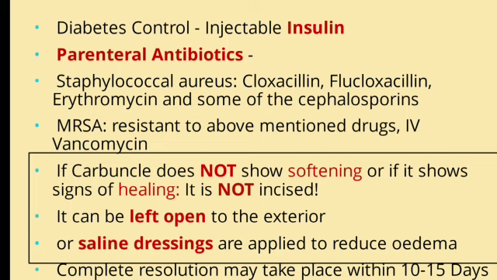And parenteral antibiotics we are giving. Since here the responsible pathogen is Staphylococcus aureus and it is sensitive to cloxacillin, flucloxacillin, erythromycin and some of the cephalosporins, these antibiotics will be given intravenously. If MRSA, or methicillin resistant Staphylococcus aureus, is responsible, then it is resistant to the above mentioned drugs. In that case we will be giving intravenous vancomycin. So once diabetes is under control, we are giving antibiotics and saline dressings. There should be complete resolution within 10 to 15 days.